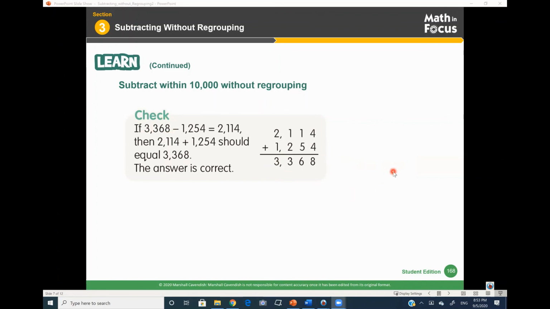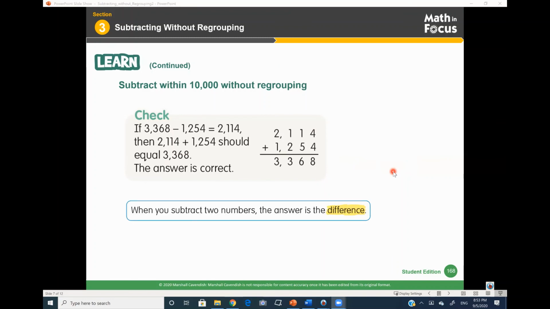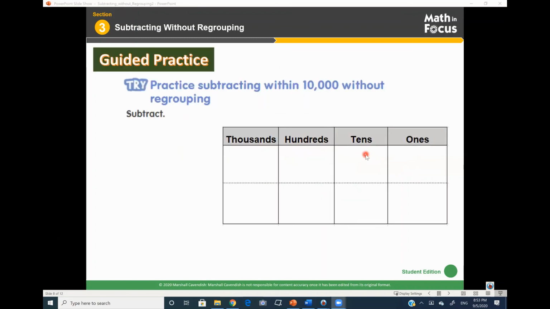Before leaving, I'm going to leave you with a little challenge, which is going to be to solve this subtraction. 3,418 minus 3,102.